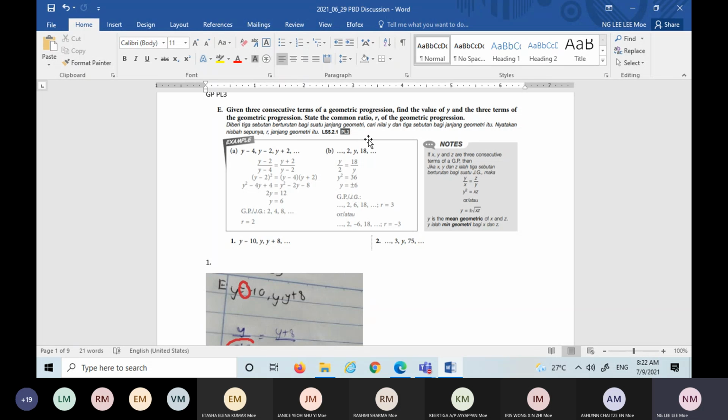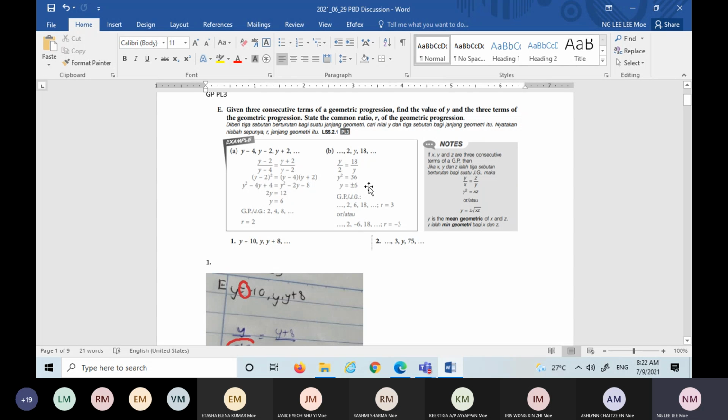Now I will go through the questions. If you go through the example, for A, I can say it is just a normal question. We go to B. When you see B, y squared is equal to 36, y is equal to plus minus 6. It's already given in this example, so it is clear cut that your y can be negative.